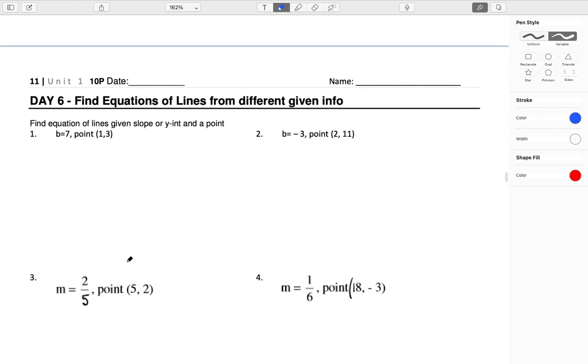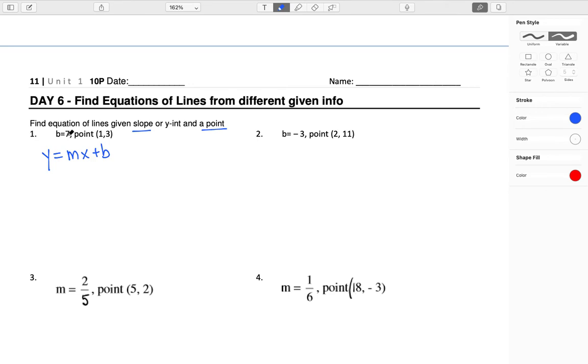Now for day 6, we're going to tackle a little bit more algebra. We are going to find an equation of a line when we're given the slope and a point, or it could be a y-intercept. So when you are given a point like this, put it in slope y-intercept form. y is equal to mx plus b.